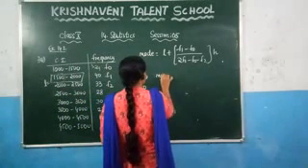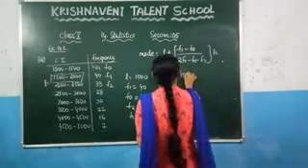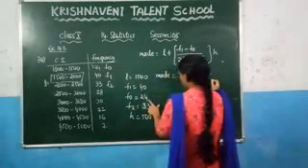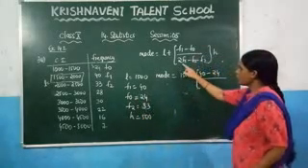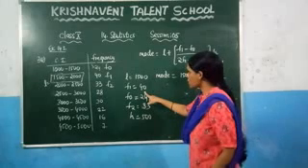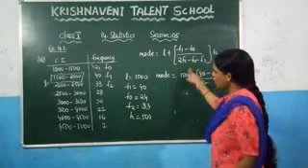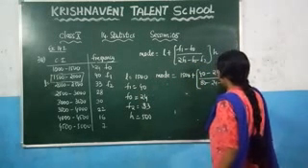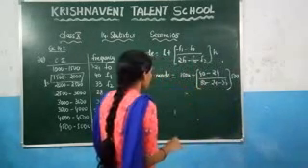So what you will get here: mode is equal to L, which is 1500, plus F1, which is 40, minus F0, which is 24, divided by 2F1. 2F1 is nothing but you need to multiply 2 to F1. The value of F1 is 40, 40 into 2 gives you 80. Minus F0, which is 24, minus F2, which is 33, into H, which is 500. Now you need to solve this value.